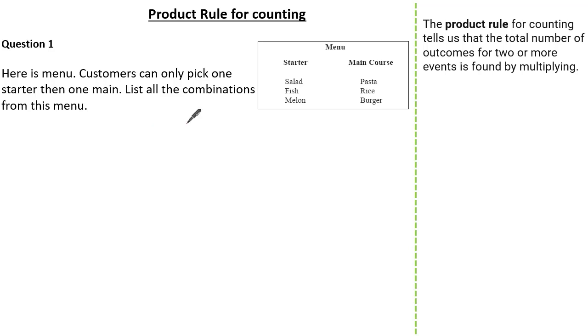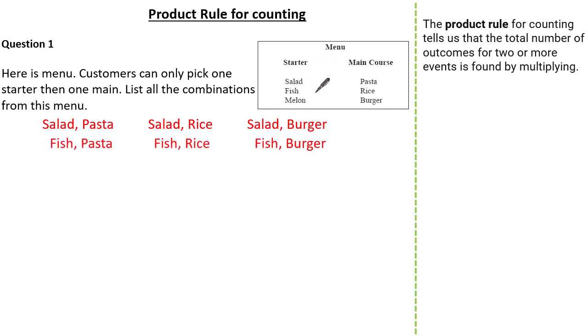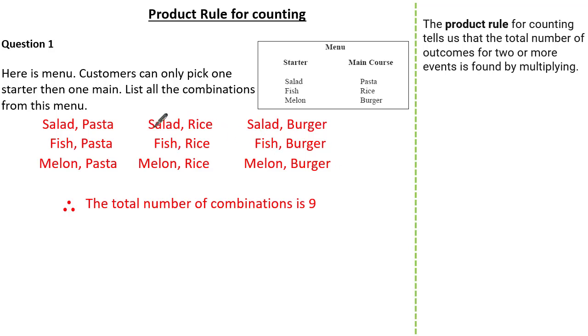Using a systematic approach, let's start with salad. Well, you could get salad then pasta, salad then rice, salad then burger. Then let's move on to fish as a starter. Well, you could get fish and then pasta, fish and then rice, fish and then burger. Lastly, you could have melon as a starter, followed by pasta, rice, then burger. Therefore, it's clear to see that there are a total of 9 combinations using the systematic approach of listing.